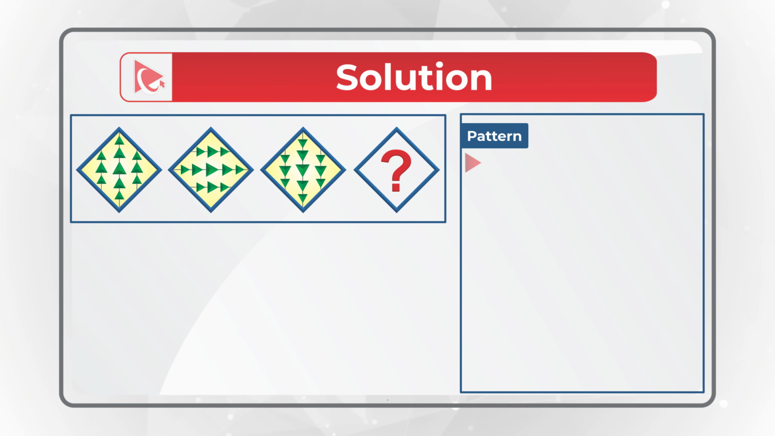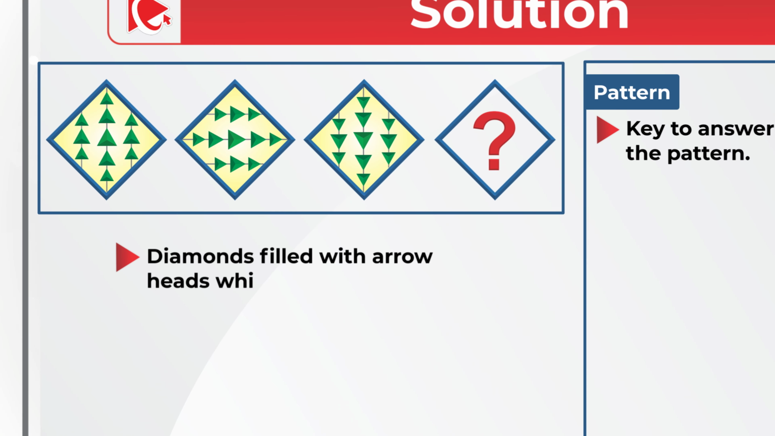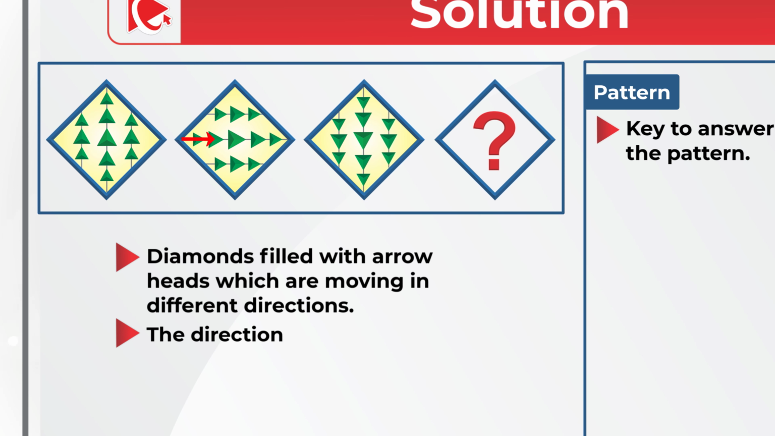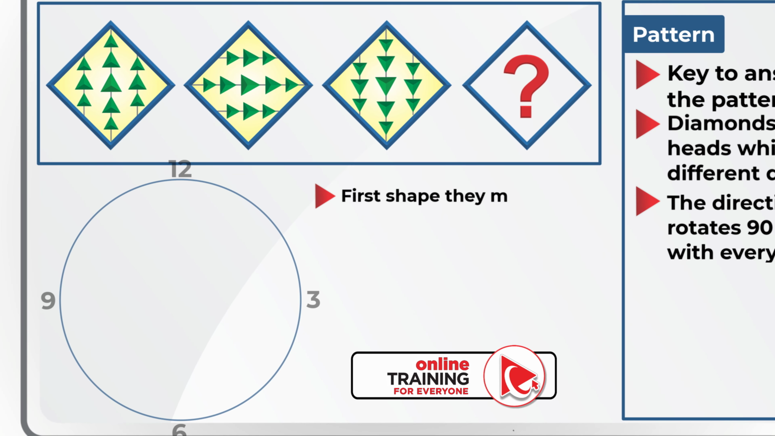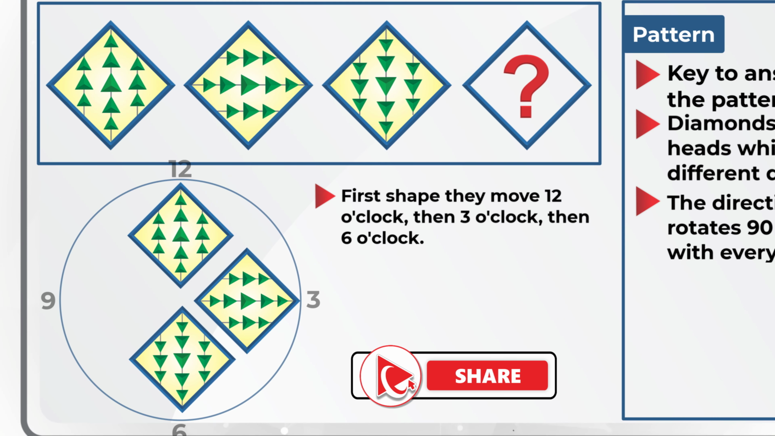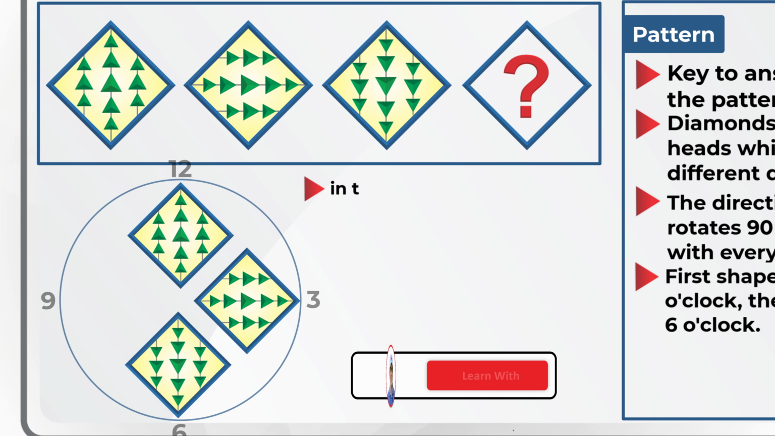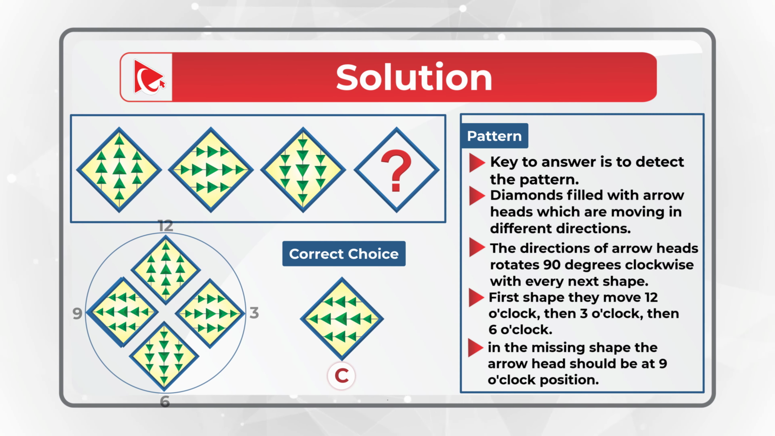As with a lot of other questions, the key to answer this question is to detect the pattern. If you look closely, you will see that diamonds filled with the arrowheads, triangles, are moving in a different direction. The direction of the arrowheads rotates 90 degrees clockwise with every next shape in the pattern. For example, in the first shape, they move to the 12 o'clock position of the clock. Then they move to the 3 o'clock position, and then to the 6 o'clock. So if you detected this pattern, in the missing shape the arrowheads should be at the 9 o'clock position. Hopefully you've nailed this question and now know how to answer similar problems on the test.